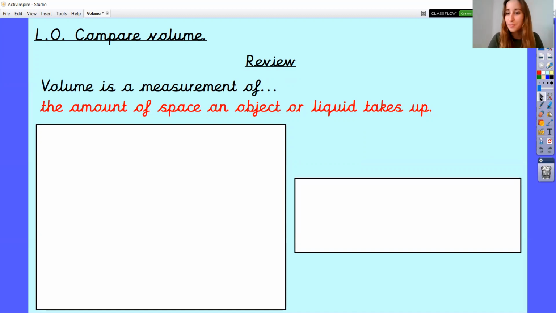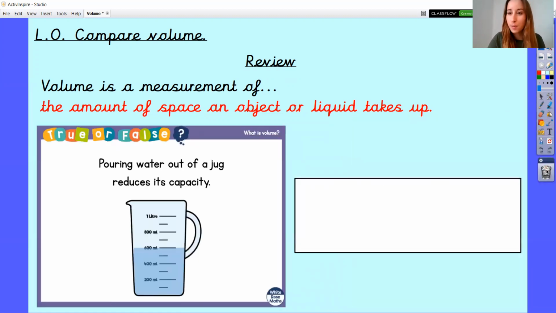I hope you were joining in and you weren't just leaving me on my own, Year 5. Okay, I've got a little true or false question for you to get you thinking about your learning from our last lesson. So, true or false? Pouring water out of a jug reduces its capacity.